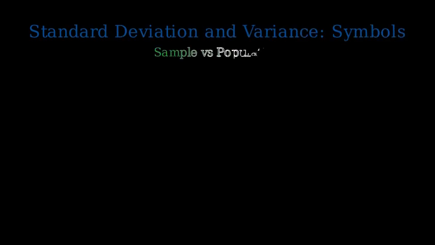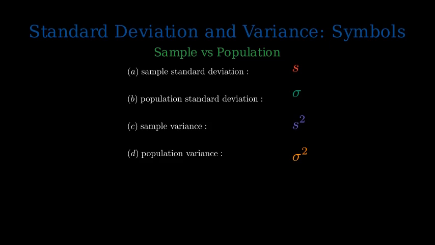Welcome! In this short lesson, we'll identify the common symbols used for standard deviation and variance, and show a small example to see the difference between the sample and population formulas. First, let's list the symbols. We'll show A. Sample standard deviation, B. Population standard deviation, C. Sample variance, and D. Population variance. Now, let's write the formulas so you see how the symbols are used.